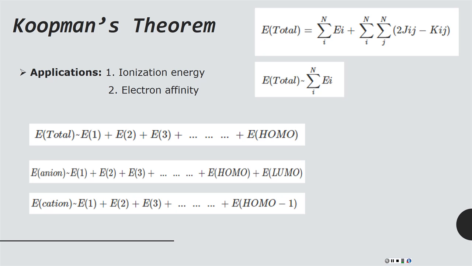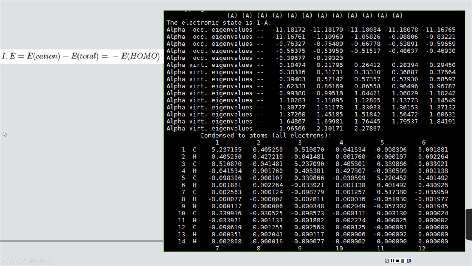For an anion, we have one extra electron compared to the neutral molecule. So we have one excess electron, and this expression represents the total energy of an anion. Likewise, for a cation, we have one less electron than the neutral molecule. Then to calculate ionization, the ionization energy is the energy required to remove an electron from a neutral atom.